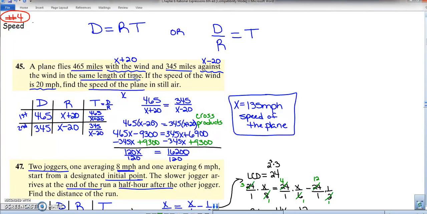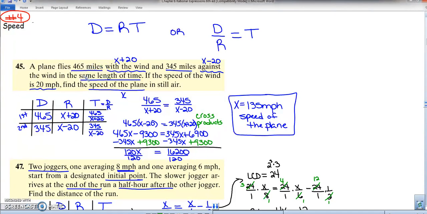As you read through this first problem, you see that the plane was able to fly 465 miles with the wind, 345 miles against the wind in the same length of time. If the speed of the wind was 20 miles per hour, find the speed of the plane in still air. So our unknown is the speed of the plane. In any distance problem, there's usually at least two portions of the problem. In this case, it's the travel going and the travel returning.